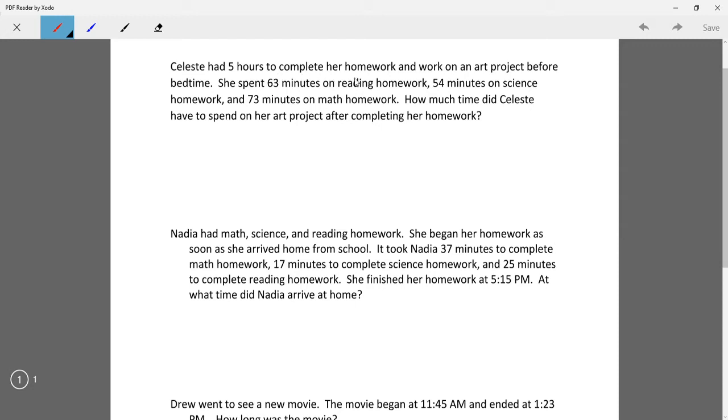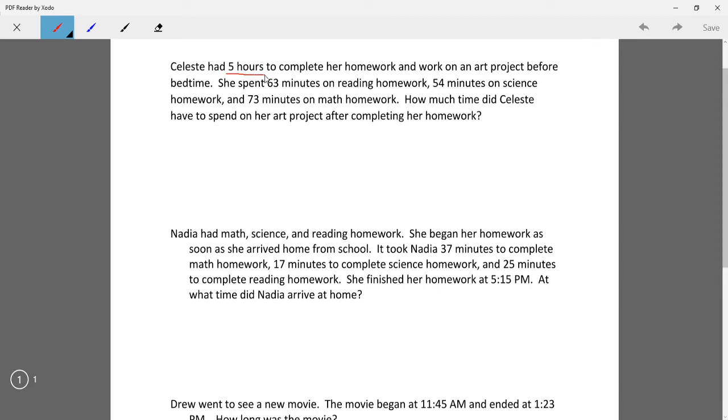Celeste had 5 hours to complete her homework and work on an art project before bedtime. She spent 63 minutes on reading homework, 54 minutes on science homework, and 73 minutes on math homework. How much time did Celeste have to spend on her art project after completing her homework?